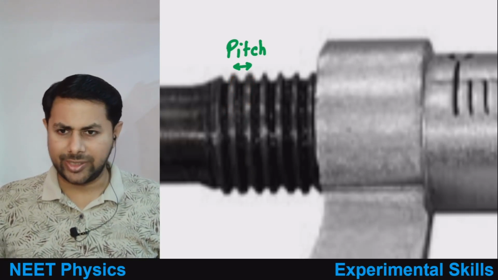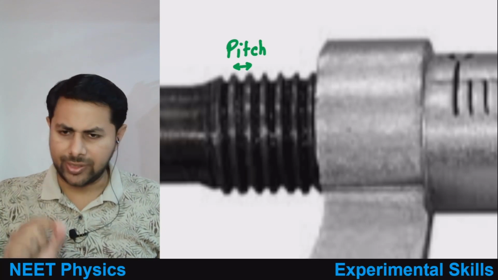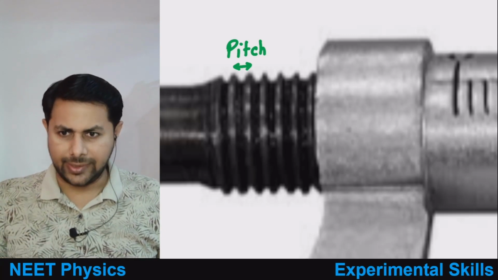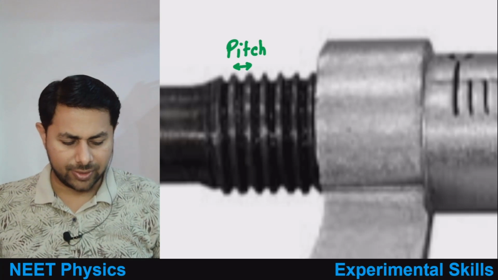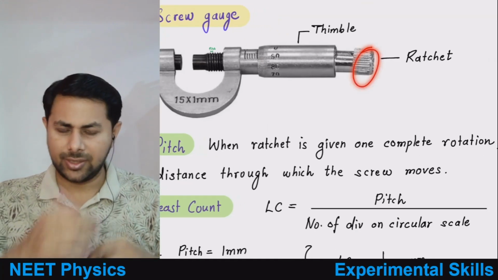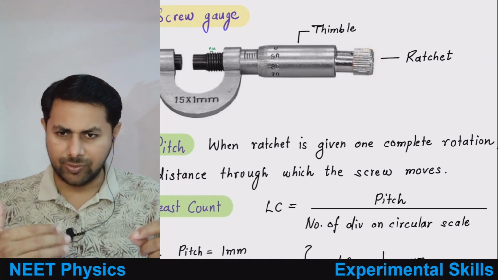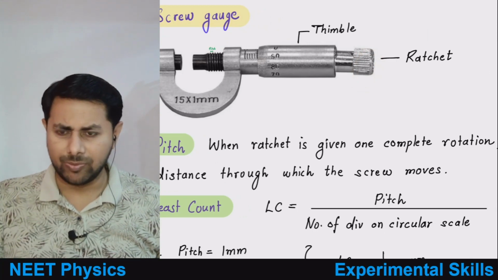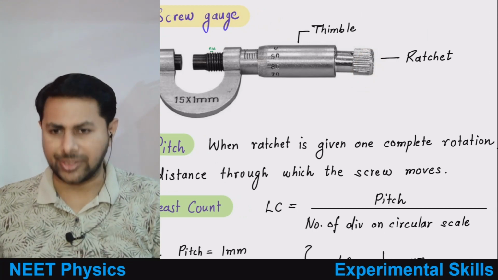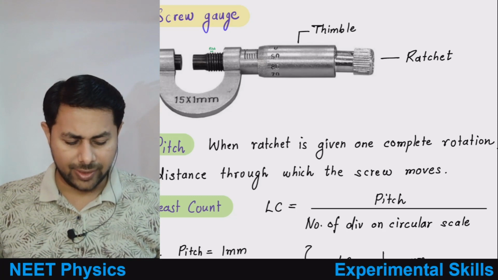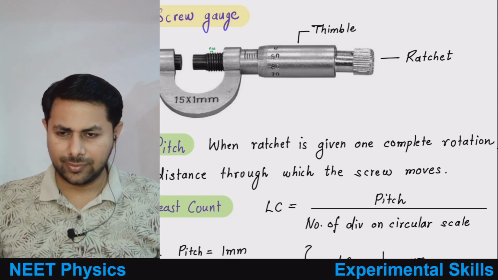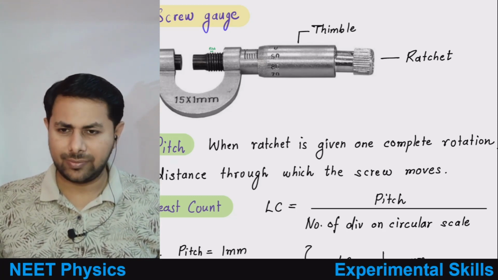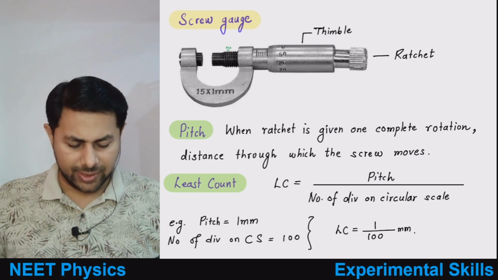So what is pitch? Pitch is the distance between two threads of the screw, and when you give one rotation to this ratchet, the screw moves through a distance equal to the pitch. This thing is clear. So how do we find the least count?